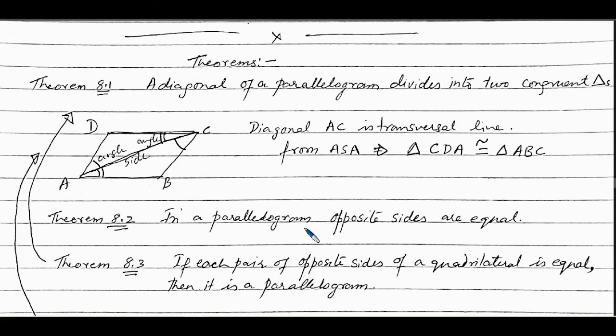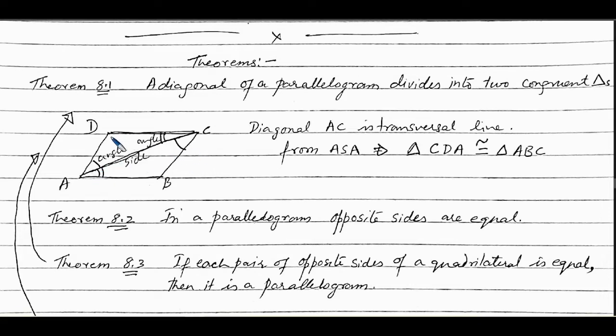Now we will come to some theorems. Theorem 8.1: a diagonal of a parallelogram divides it into 2 congruent triangles. Okay, this is a diagonal of a parallelogram dividing it into 2 congruent triangles. That is, this triangle ADC and ABC are the same. So how do you show that?